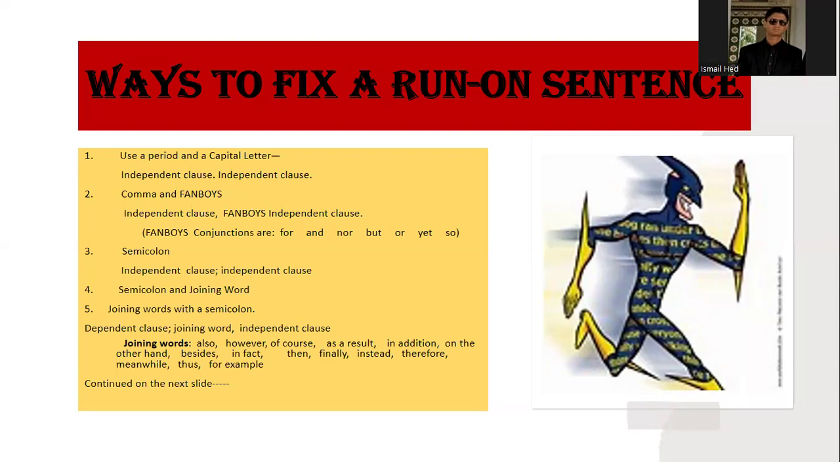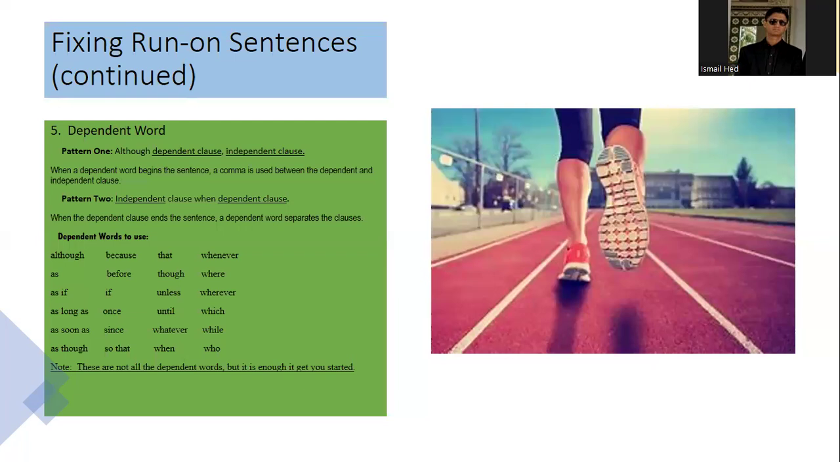So this slide also talks about the same thing, where you need to add a full stop, comma, or semicolon between independent clauses that are being utilized. Depending upon the idea or the concept, you would be using joining words like also, however, of course, as a result, in addition, on the other hand, besides, in fact, then, finally, instead, therefore, meanwhile, thus. So you would be using the same thing again in these particular words. The example that is there before you can be seen through this example, and the detail of the dependent words is also given in this slide.